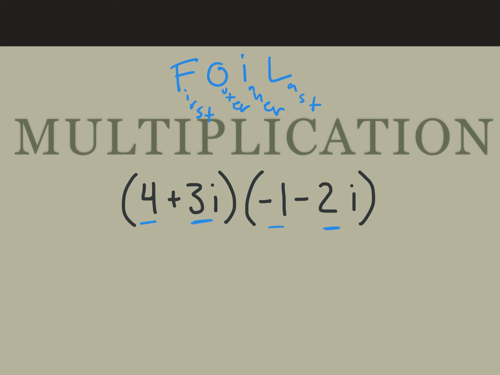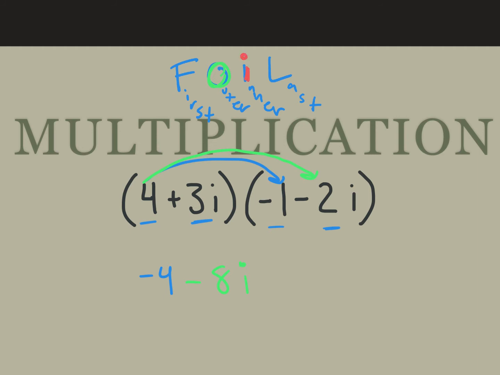So when we FOIL, we multiply the first terms. So it'll be 4 times -1. What's 4 times -1? Negative 4. Then we multiply the outer, so the outside one. So 4 times negative 2i, what would that be? Negative 8i, perfect. So we can multiply a real number and an imaginary number. We just can't add them together, but we can multiply.